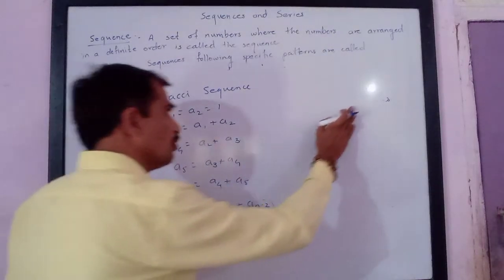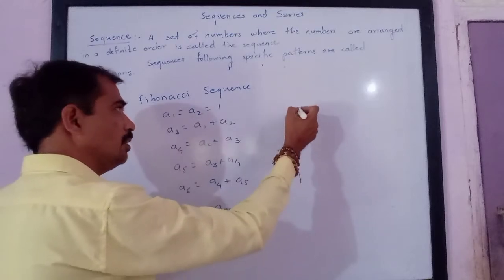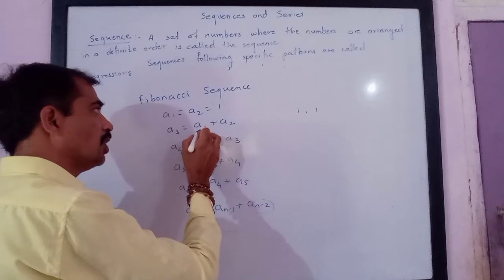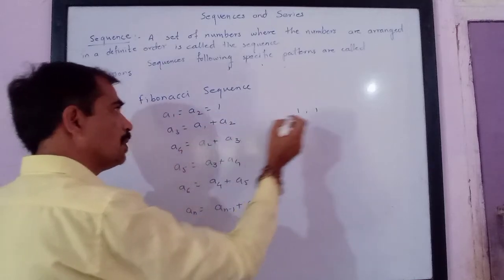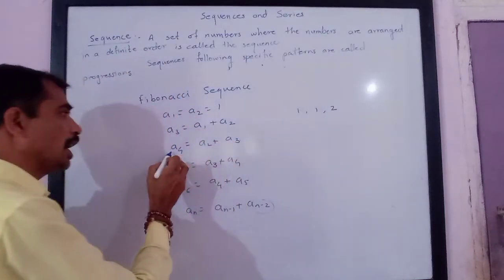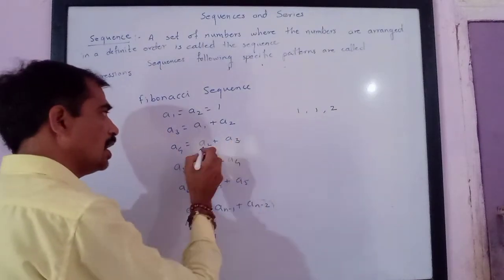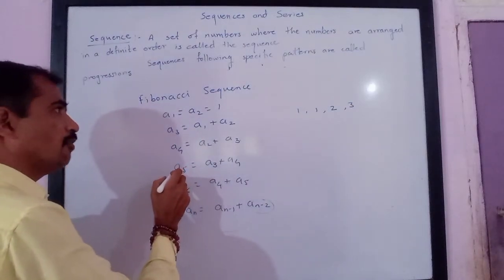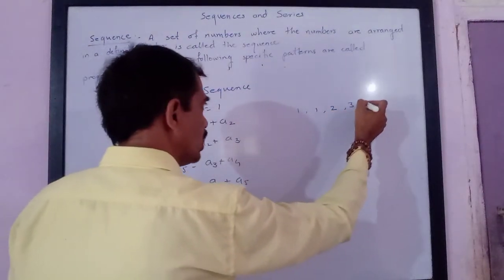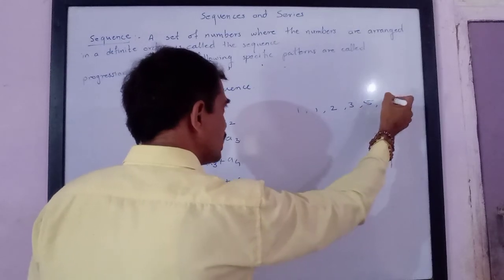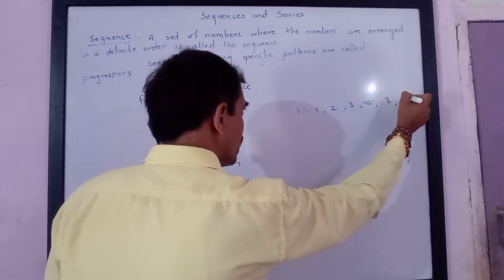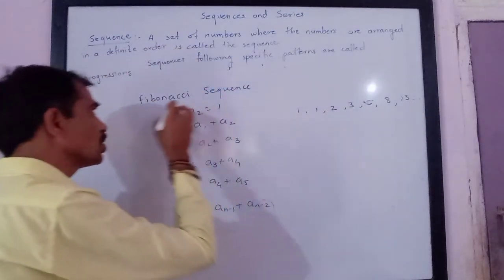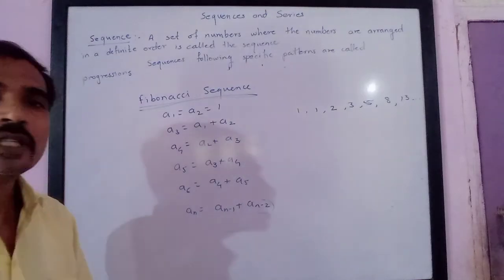It means if the first term a1 is equal to 1, a2 is also equal to 1, a3 is equal to a1 plus a2, that is 1 plus 1 is 2, a4 is 2 plus 1, that is 3. A5 is the summation of the earlier two terms, that is 5. And the next term is 8. The next term is obtained by the summation of the earlier terms, and so on. So this type of sequence is called the Fibonacci sequence.